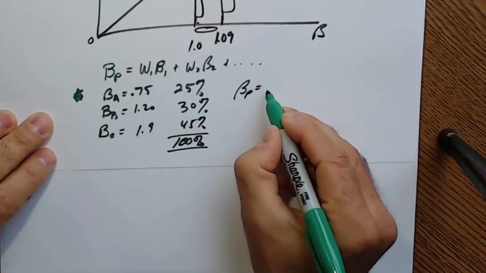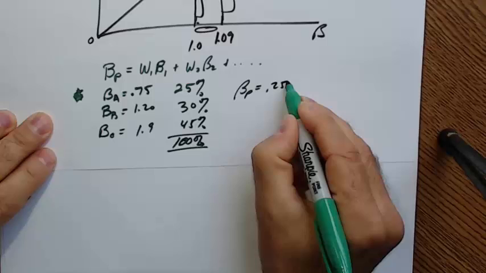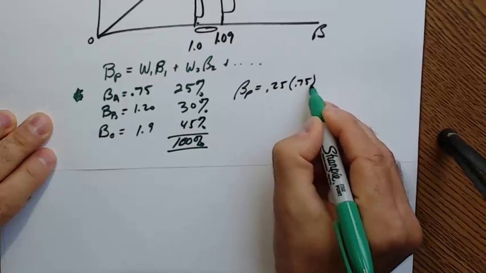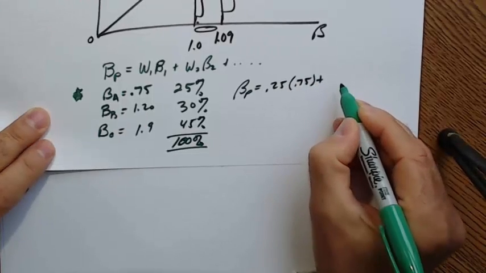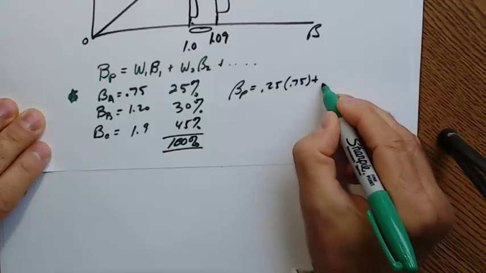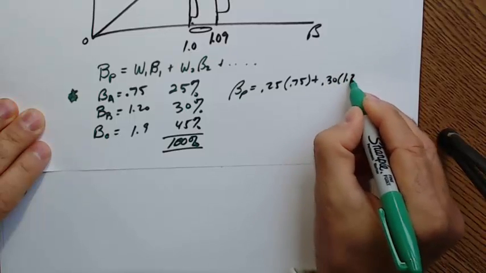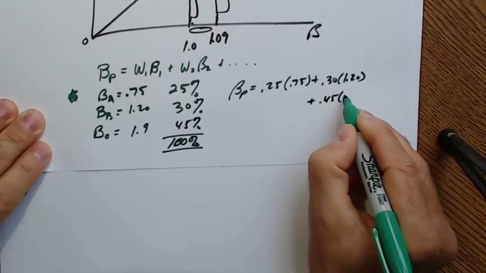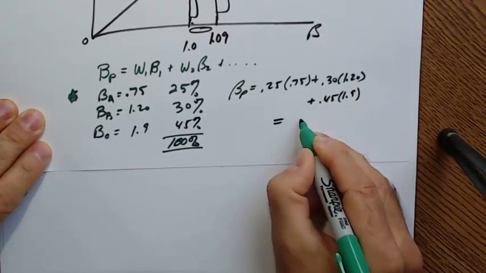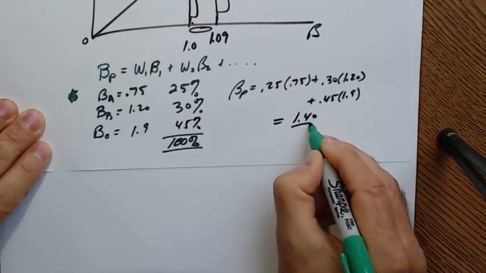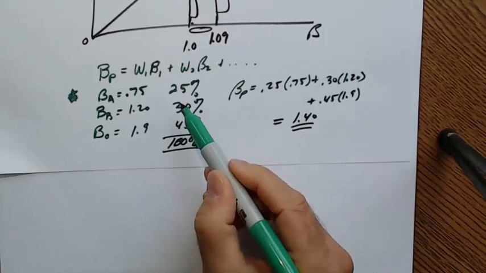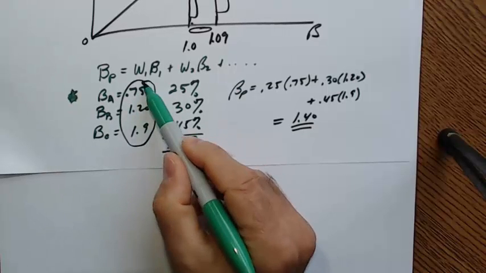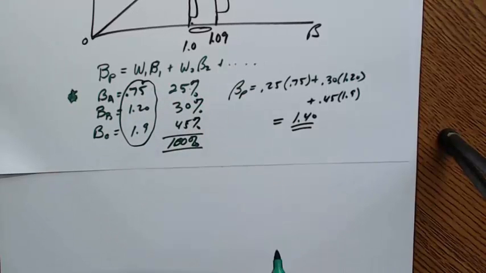Beta P equals 0.25 times the 0.75 plus 0.30 times the 1.2 plus 0.45 times 1.9, and we get about a 1.40 beta. It's simply a weighted average of these betas, and the weights are the market value, how much money you have invested in each security.